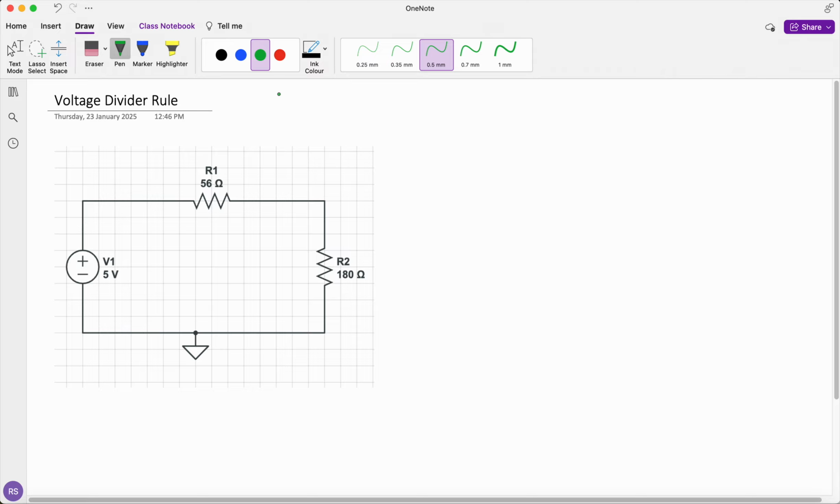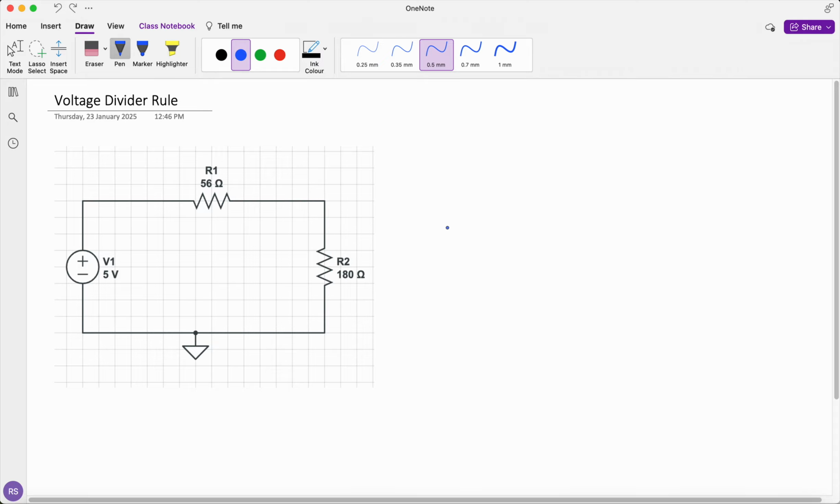First and foremost, we need to make sure that we have a closed circuit. So what is a closed circuit? A closed circuit means there is a pathway for current to flow from the positive, through whatever components you have in your design, back to the negative. So this is what we call a closed circuit. So we have that.